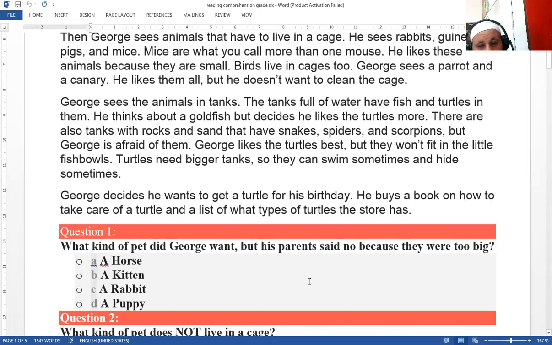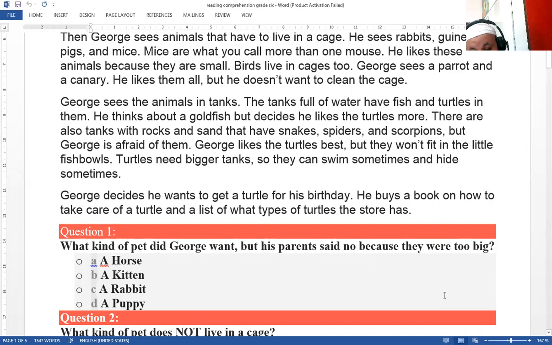Here, for example, if I ask you to choose without reading, Tamim, what will you choose? A horse. What kind of pet did George want, but his parents said no because they were too big? Tamim said it's the horse because they are too big, but the rabbit is not too big, and the puppy is not too big, and the kitten is not too big. The kitten means a little cat, my dear students, or a young cat. Very good. I agree with you with this guessing. Now let's read the first part and see the answer.